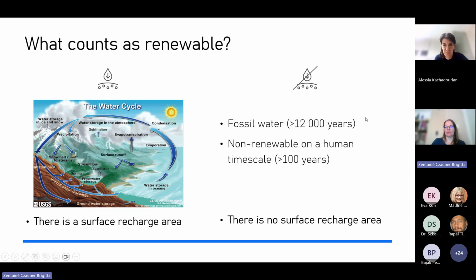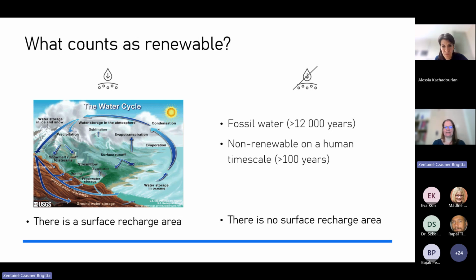Here you can see the two most used definitions. We can define fossil waters, for instance, which are older than 12,000 years. Or in a more severe definition, we can handle all groundwater resources as non-renewable which are non-renewable on a human time scale, so their renewability time is longer than 100 years.